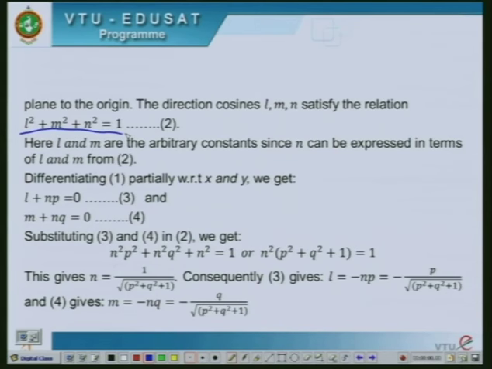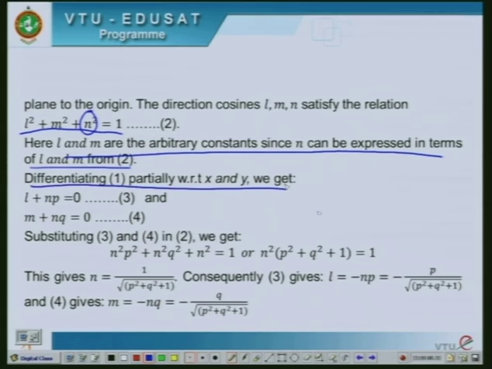So, you should not mistake this problem to contain 3 constants, because n can be written in terms of l and m. Hence l, m, n are the arbitrary constants to be eliminated, since n can be expressed in terms of l and m from equation 2 as n square equal to 1 minus l square minus m square. So, you can treat this problem to contain only 2 arbitrary constants. So, again the differential equation can be obtained from p and q only. So, how to do that?